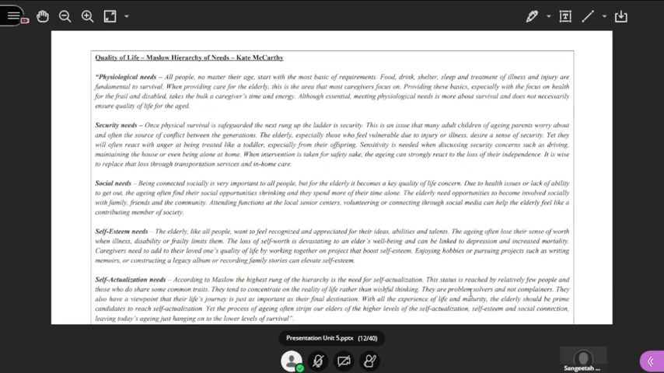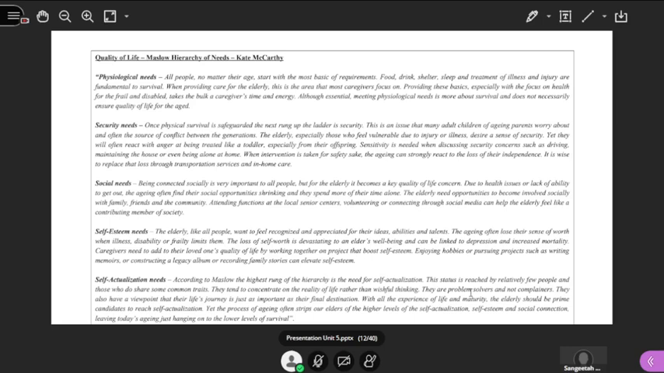So physiological needs. All people, no matter the age, start with the most basic requirements: food, drink, shelter, sleep, and treatment of illness and injury are fundamental to survival. When providing care for the elderly, this is the area that most caregivers focus on. Providing these basics, especially with a focus on health for the frail and disabled, takes the bulk of caregiver time and energy. Although essential, meeting physiological needs is more about survival and does not necessarily ensure quality of life for the aged, right? So you see how you can make negative and positive.